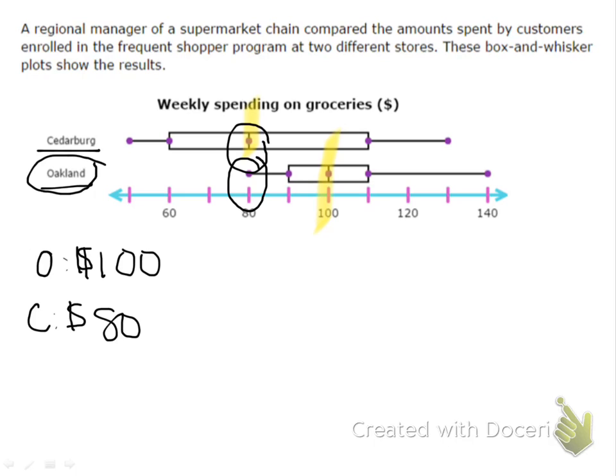You could also find the range or a whole bunch of other information using the graph, but hopefully this shows you how you can compare 2 different situations using a box and whiskers plot.